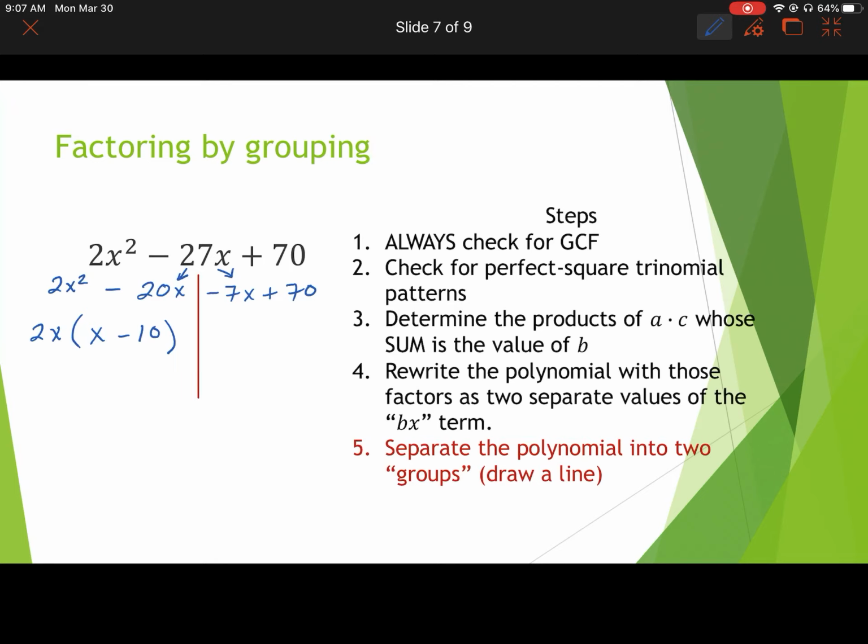Now we want the same thing on the right. We still want an x minus 10 on the right so that we can continue to factor by greatest common factor. So in this case, I'm going to take out a negative 7, so that what I have left over is an x minus 10.